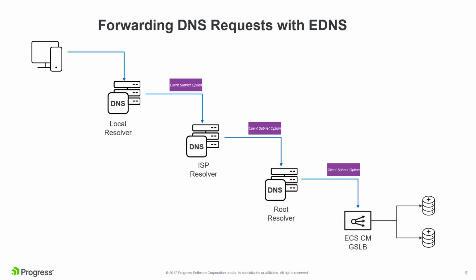If any DNS server in the resolution path does not support EDNS, then the client information is not passed on, and the ECS Connection Manager load balancer will use the IP information of the last DNS forwarder to make decisions. As EDNS has been around since 2013, most DNS forwarders should have support for forwarding of EDNS.